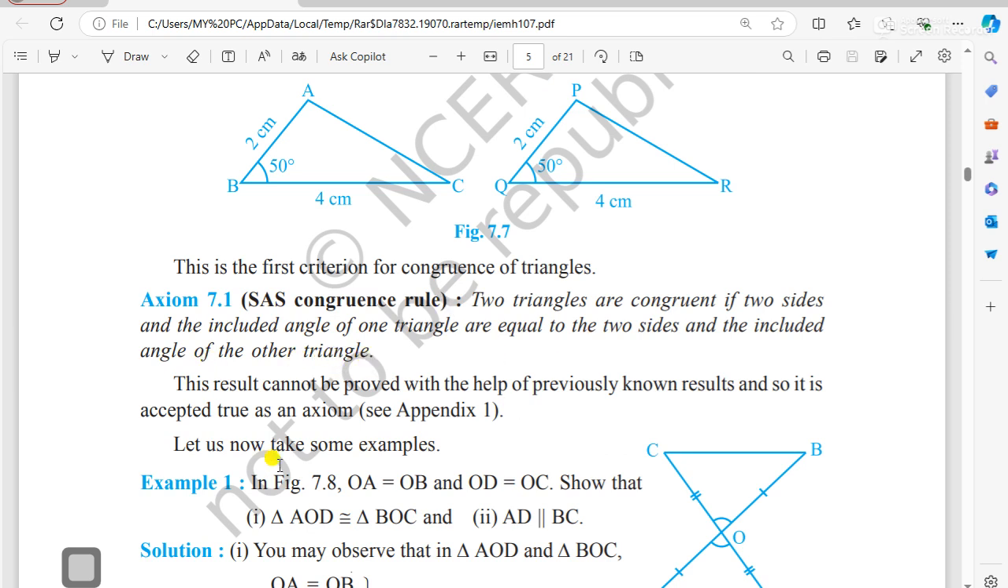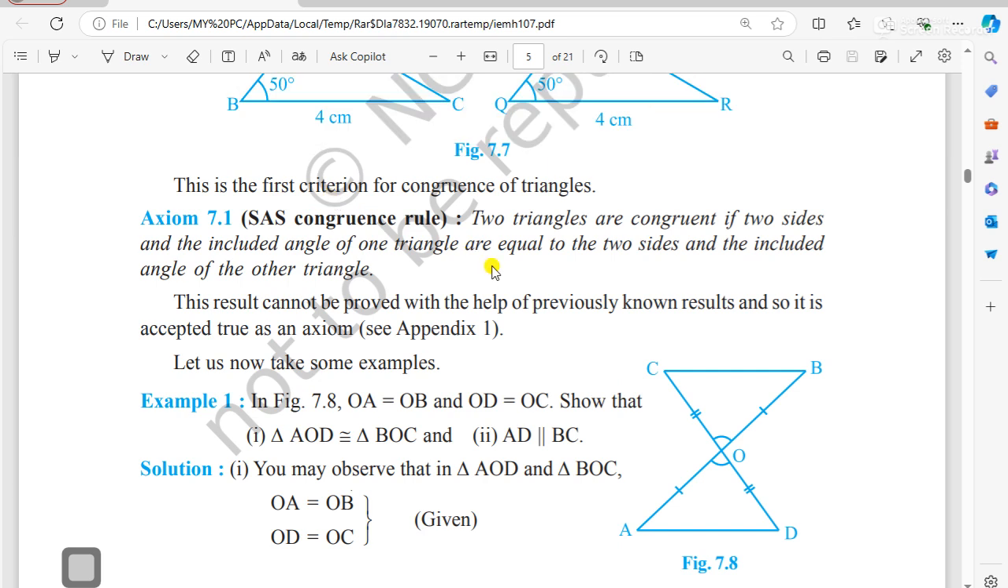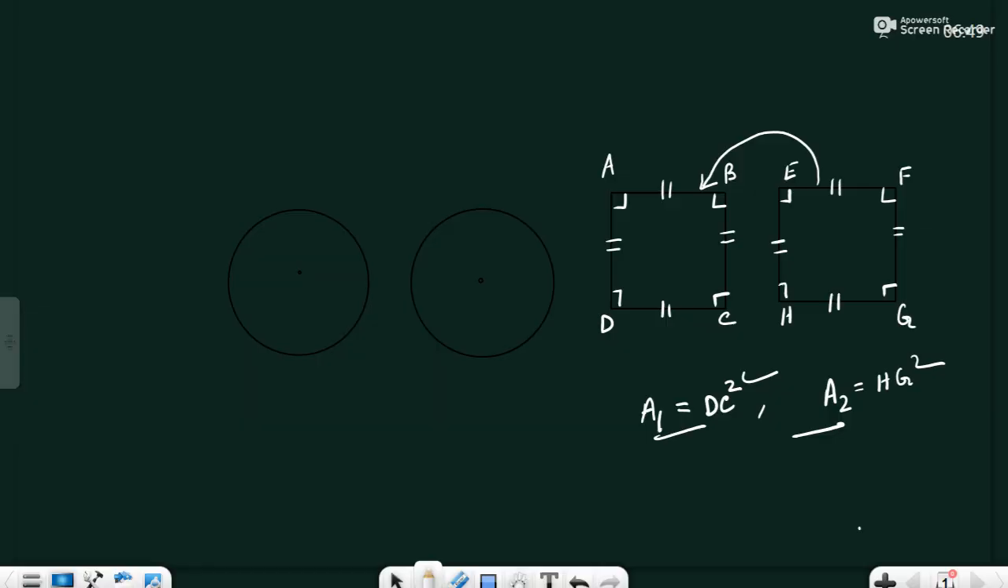What is the meaning of this? First we will read this one, right? Side angle side. Two triangles are congruent if two sides and the included angle of one triangle are equal to the two sides and the included angle of the other triangle. First we will define this one, right? In this way we can define. Here you see two triangles. We are taking two triangles, right?